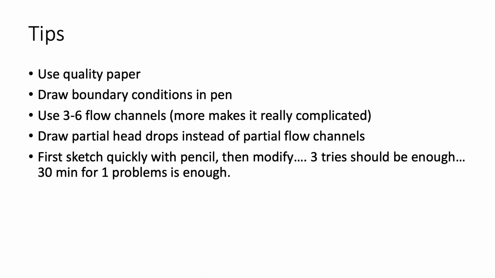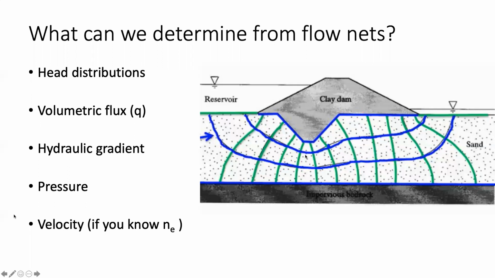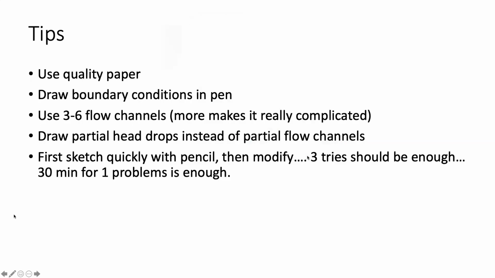You always want to start by drawing it with a pencil. You're going to use a pencil and quickly sketch where you think things are. Then you're going to modify it. And you're going to continue to reorient where your flow lines are and where your head drops are until you get to the best square solution. So each one of your flow lines and your equipotential lines really is forming these kinds of square shapes that we see here.